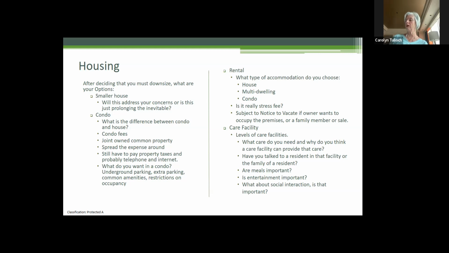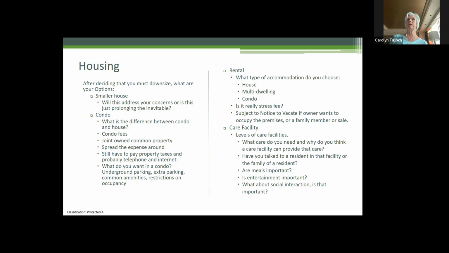Do I want underground parking? Do I need extra parking? What are the amenities in my condo? Are there restrictions on the people that can actually occupy your condo? Are you going into one that is age restricted so that you're aware that everybody there is at least over the age of 45 or 50 or something of that nature?